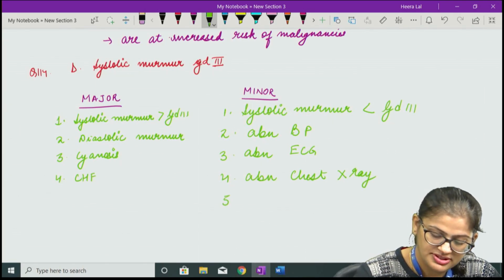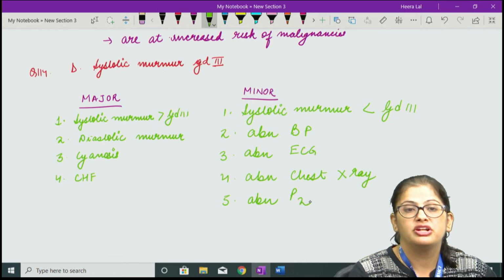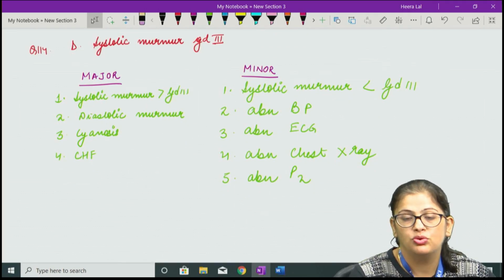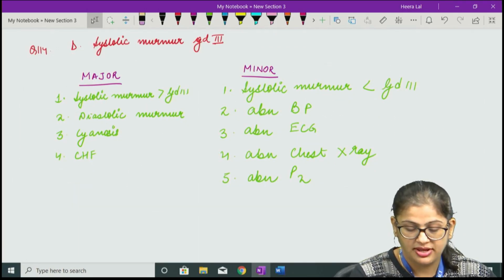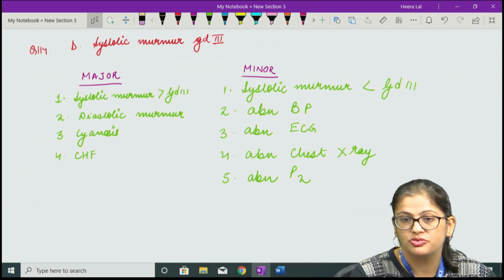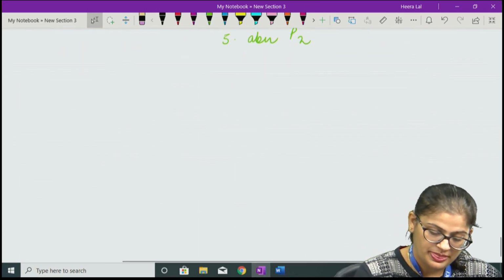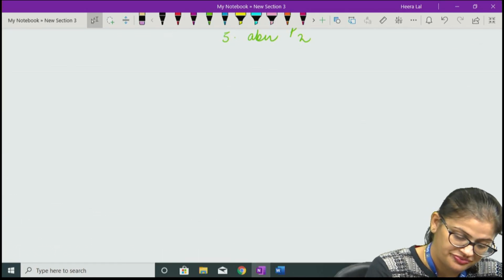And abnormal second heart sound. So if there is one major and two minor criteria, then it can help you to say that the patient may have heart disease, which can be further confirmed by an echocardiography.